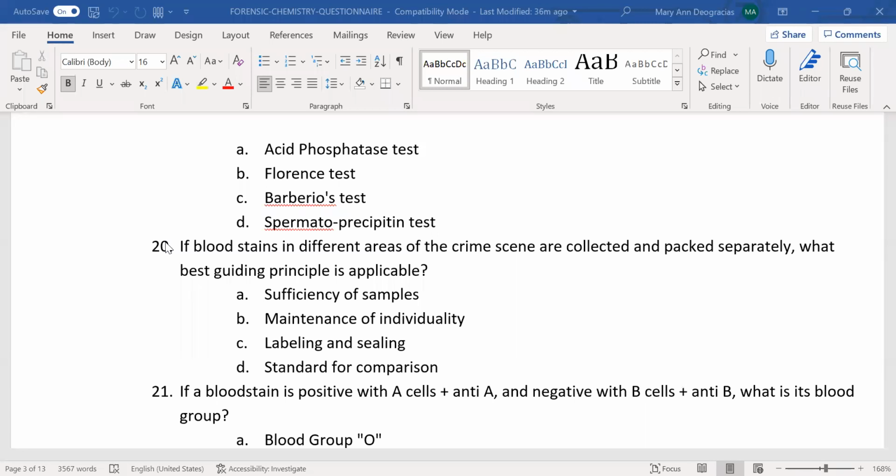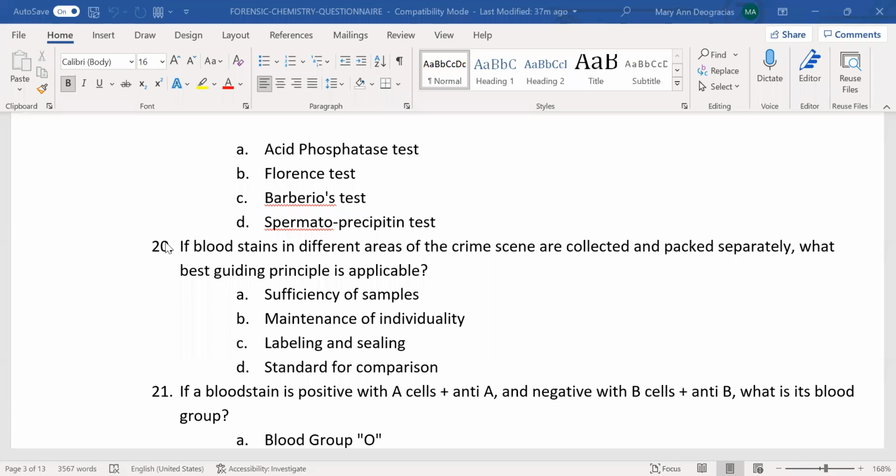Labeling kasi, lahat naman kailangan i-label eh. Okay, hindi nakasama si A at saka si letter D. Bakit? Standard for specimen or for comparison, known specimen yan. Galing yan sa suspect o kaya sa victim. Sufficiency of samples, hindi rin yan. Bakit? Wala siyang kinalaman sa collection ng specimen. Packed separately eh. So, maintenance of individuality.